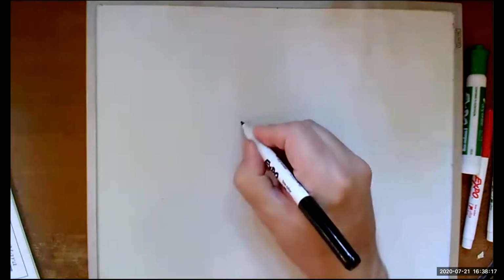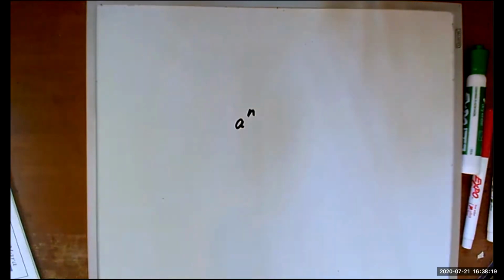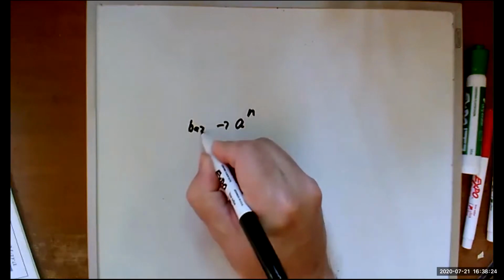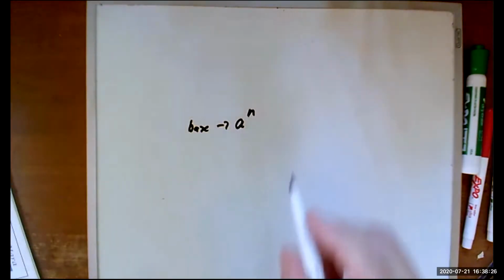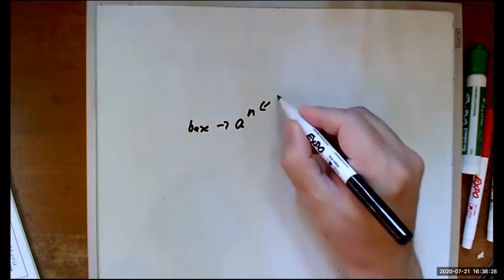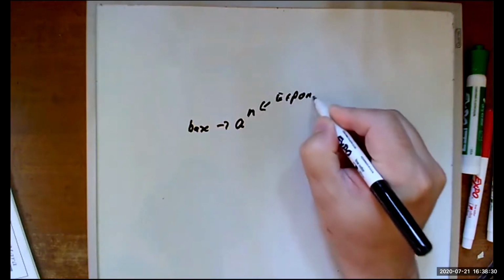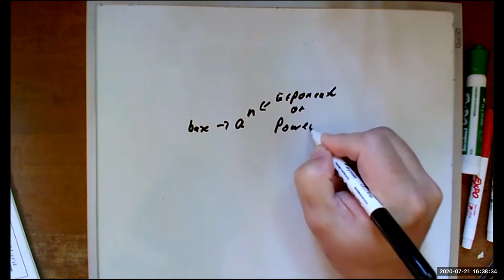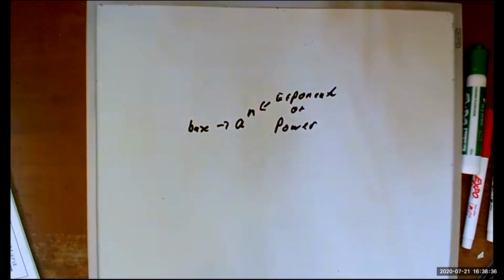So in an exponential expression like this one, a is called the base. Any number that's there at the bottom is called the base. And this up here is called the exponent. Sometimes we also call it the power. And then we get into a bunch of laws that are based on this.